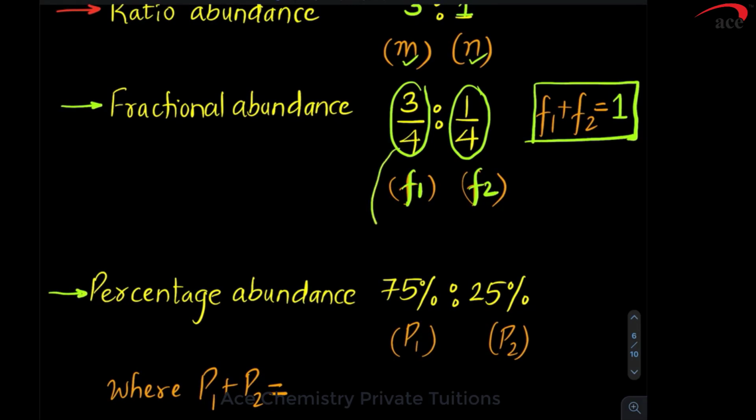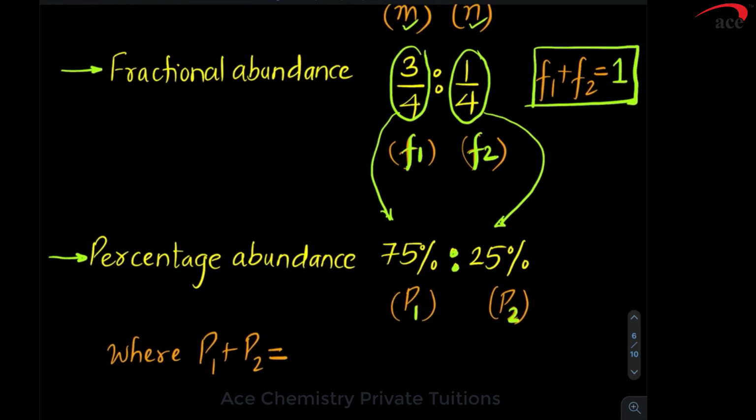Percentage abundance. You know, 3/4 is what? 75%. Yes, and 1/4 is what? 25%. So if you want to write down the same data, you can write 75% is to 25%. One is P1, the other is P2, where P1 and P2, if you add together, is 100.